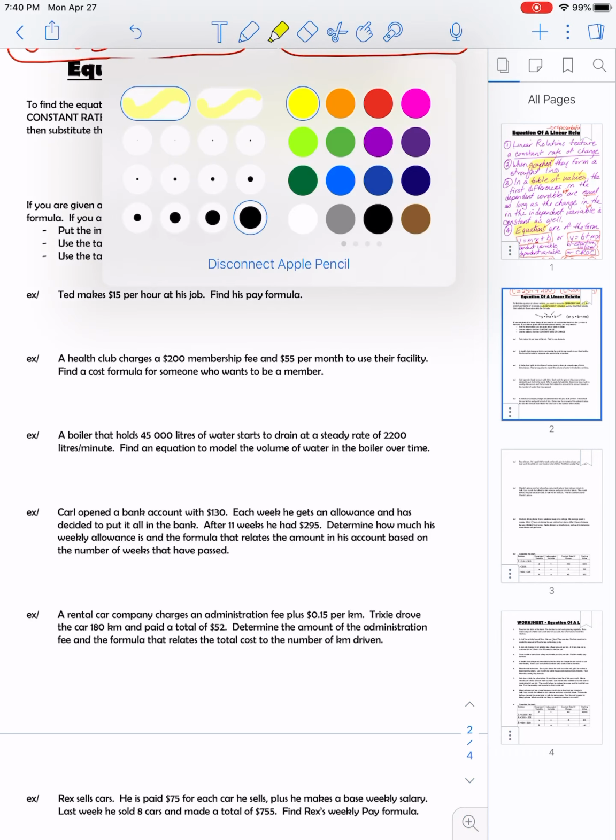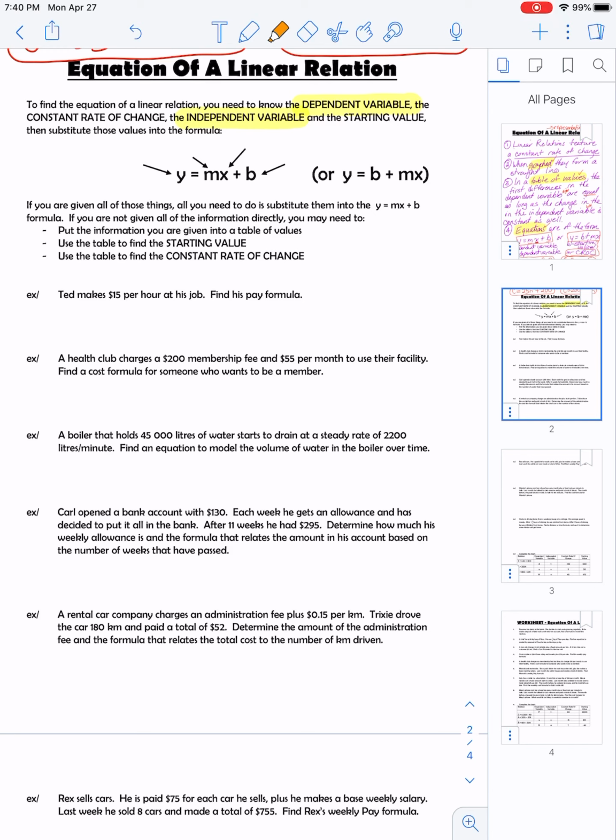And once you know what the two variables are that are being compared, then you need to figure out, well, what's the constant rate of change between those two variables? How is the one variable increasing every time the other variable increases by 1? And we also need to know what the starting value is. So remember, every time you do the equation of a line, you need to know the constant rate of change and you need to know the starting value.